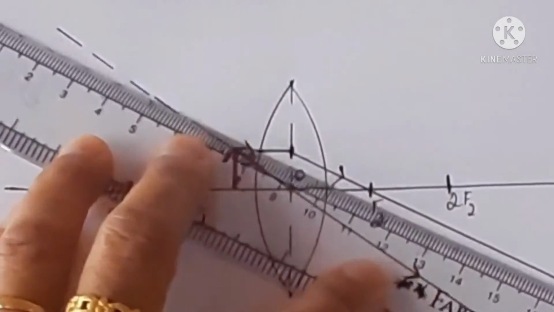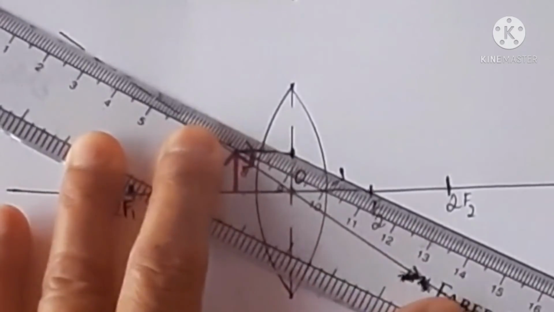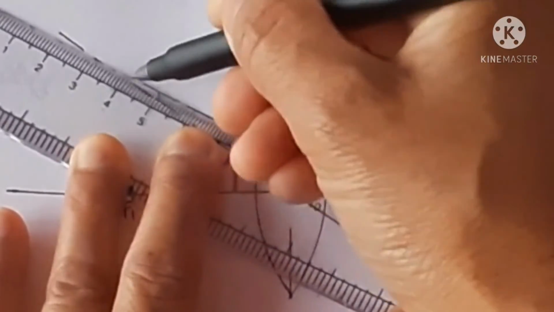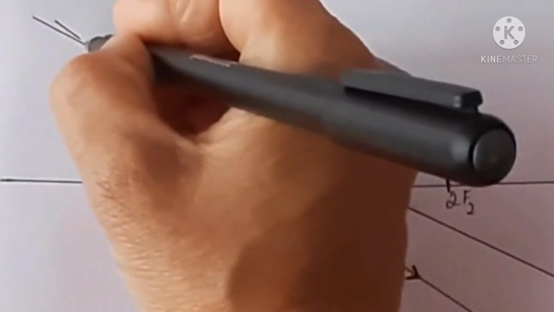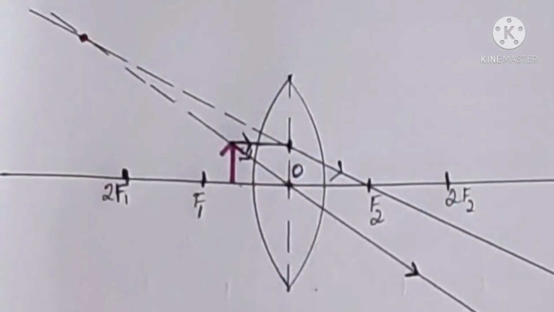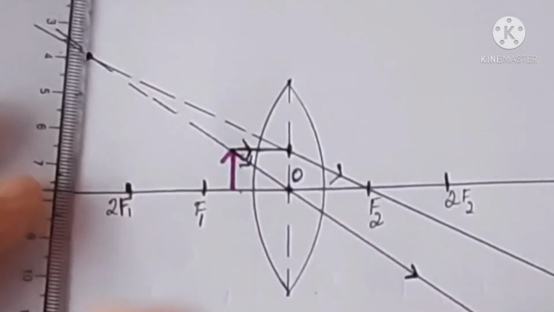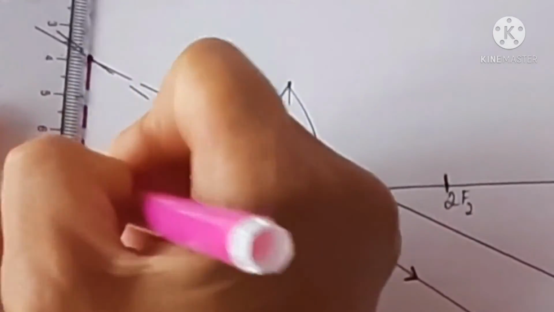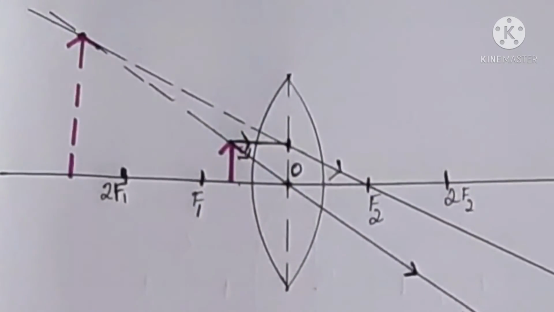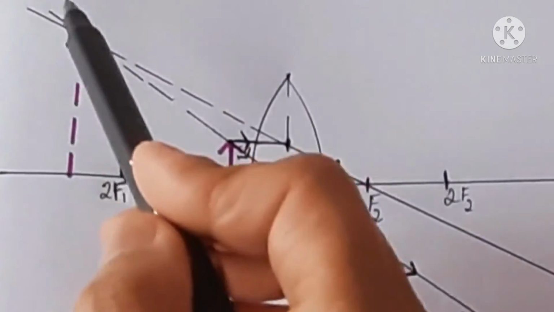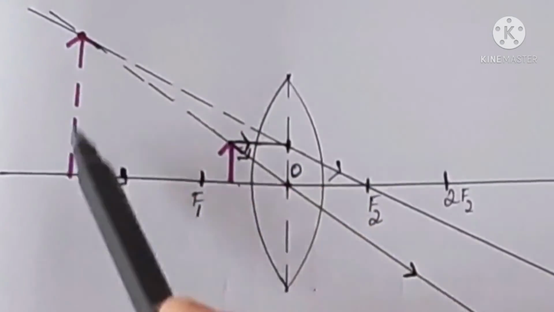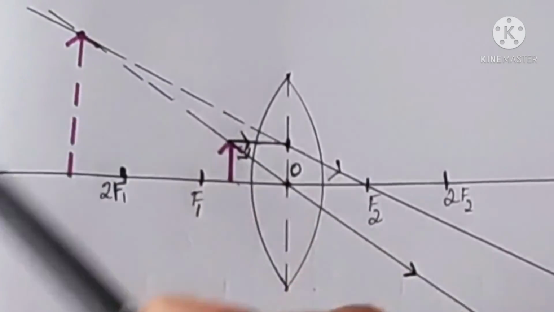Then this one also, I put the ruler nicely, straight like this, and draw dotted lines like this. You'll find that at this point they meet. They meet at a point. So this gives you the position of the image. So here you have the image. And where is the image formed now? The image is formed above the principal axis. That's why it is an erect image, and that's why I'm putting the arrowhead upward. It is an erect image. It is also a virtual image.